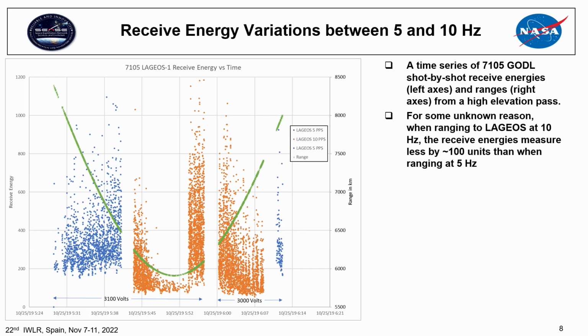Here's a residual plot of MOBLAS 7 at Greenbelt residuals. On the left axis, we have receive energy from 0 to 1200. The blue is when the system was ranging at 5 hertz. The orange is when the system was ranging at 10 hertz. And on the right axis, the green curve is the range to the satellite. The time gaps are when they switch to another target.